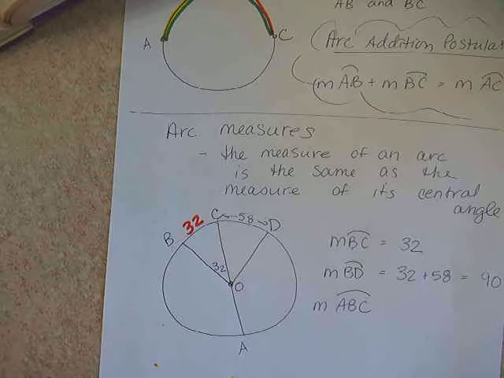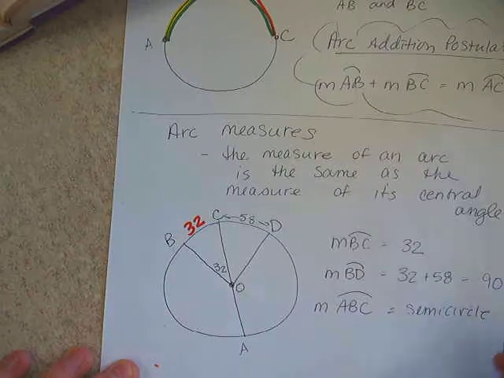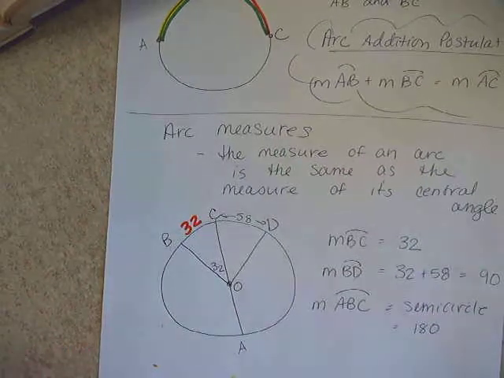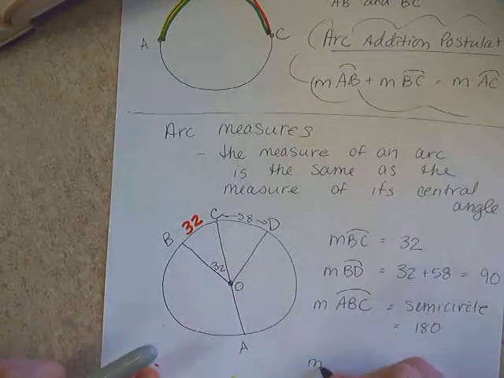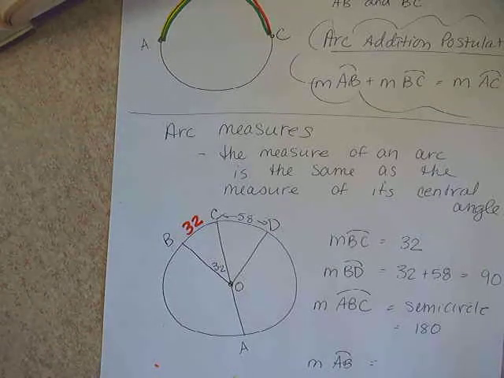How about the measure of ABC? Can you find that? You do have to notice one piece of information first, and that is CA. Is CA a straight line through the center? So that makes ABC what? Semicircle, which means it's 180, right? Okay. So ABC is a semicircle because AC is a diameter, so ABC is 180.